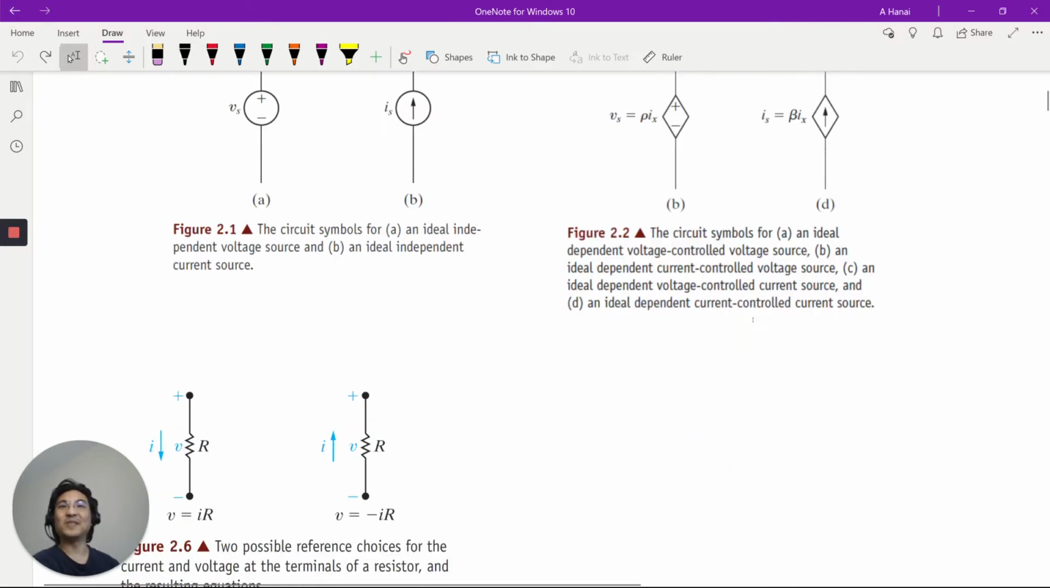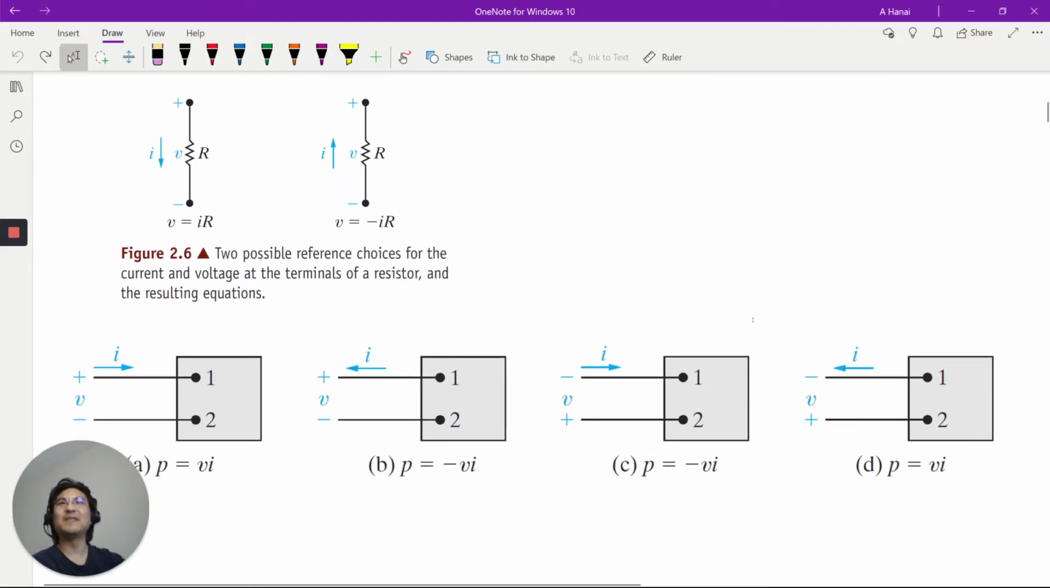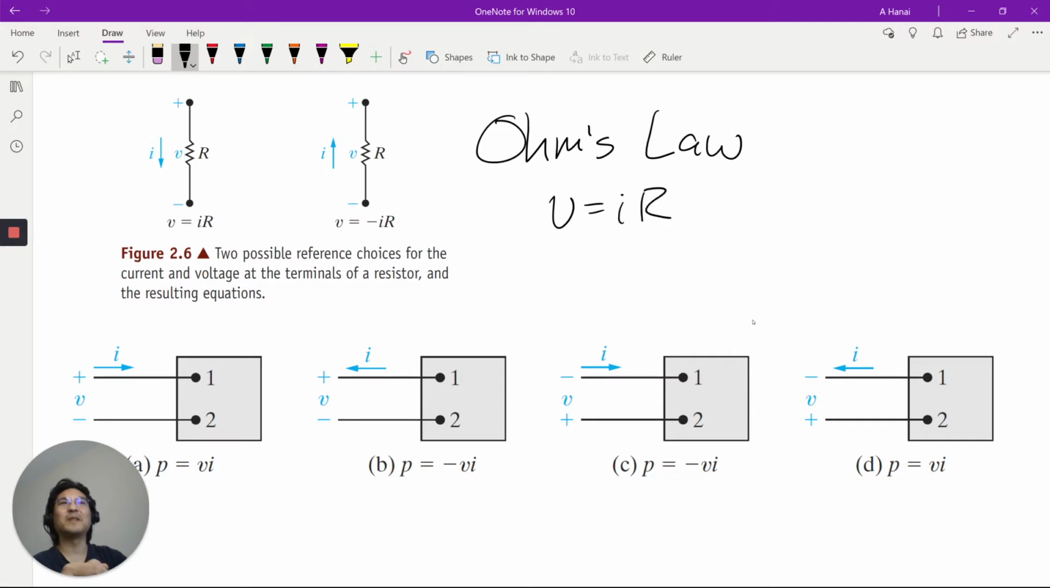For resistors, there is a relationship between voltage and current, and that is Ohm's law. V equals IR or V equals negative IR, depending on how you pick your coordinates, basically, right? Which way you choose the direction for the voltage, which way you choose the direction for the current.